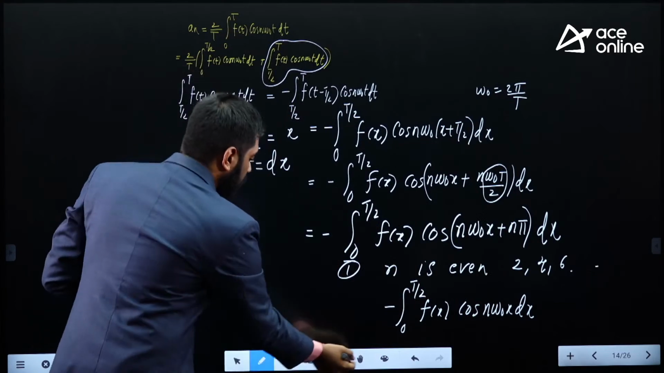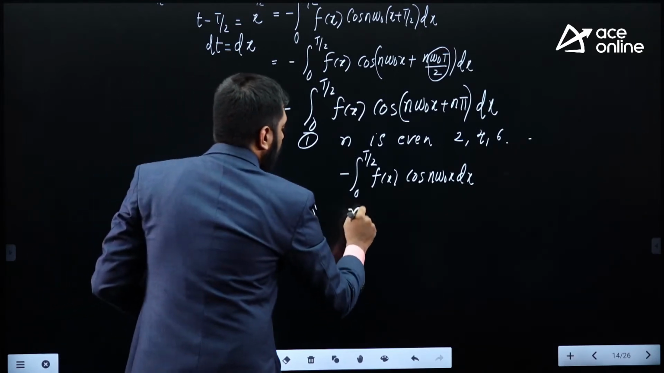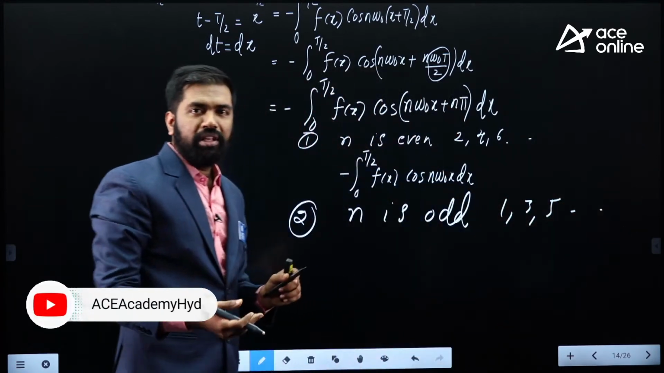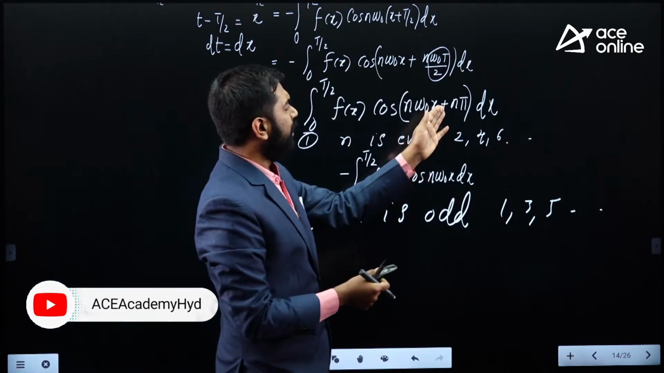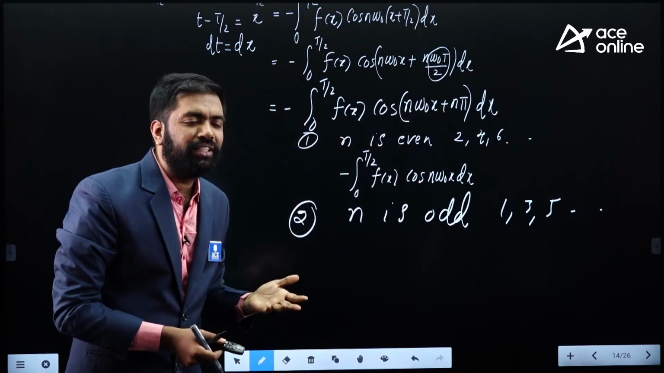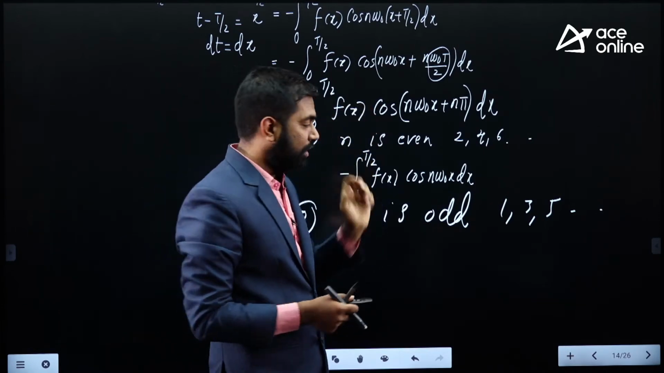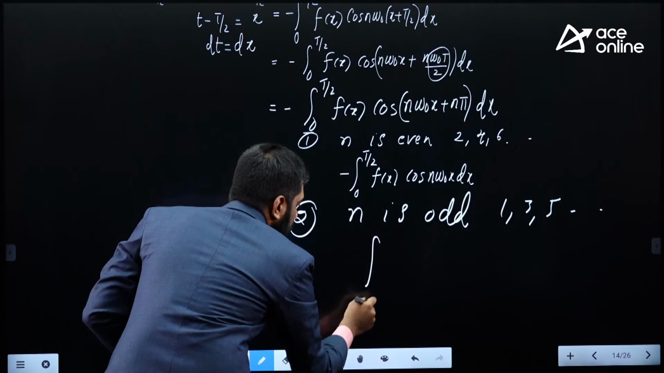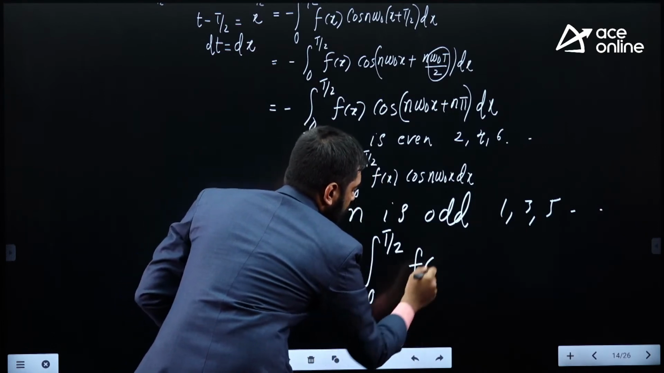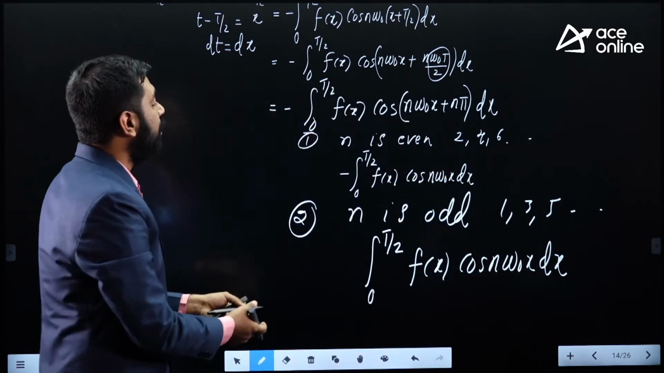Now let's look at the other case. Suppose n is odd, what happens? This is case 2, where n is odd, something like 1, 3, 5 and so on. When n is odd, for example, put pi: cos pi plus theta, cos 3 pi plus theta and so on. What is cos pi plus theta? It is minus cos theta. Now when you write minus cos theta, this minus and the additional minus cancel, and what you get is: there is no minus now, it's 0 to t by 2, f of x cos n omega naught x dx. So this is what I get whenever n is odd.